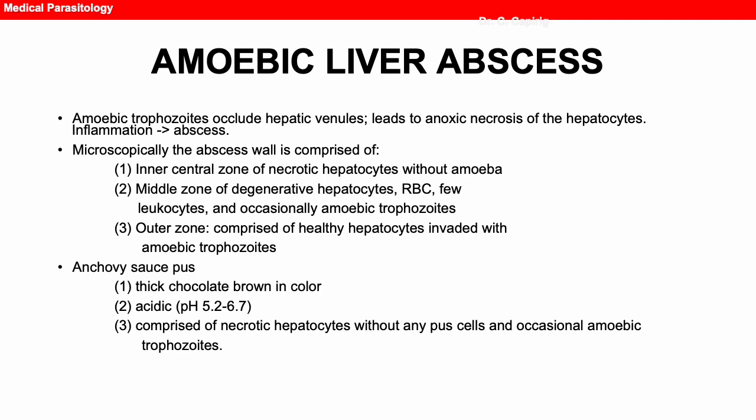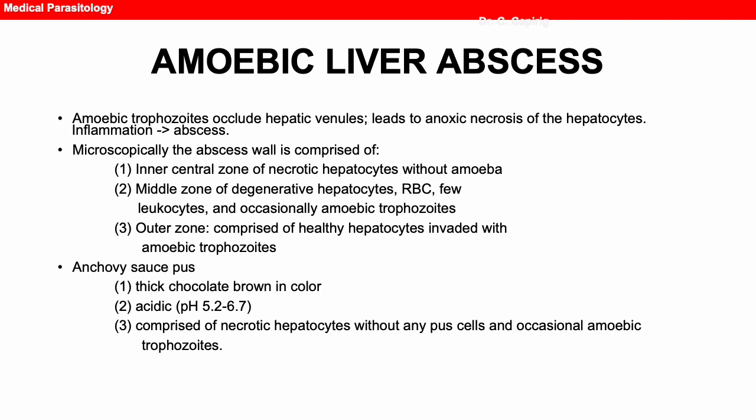Microscopically, these are the appearances of amoebic liver abscess. You have an inner central zone of necrotic hepatocytes without amoeba. You have a middle zone of degenerative hepatocytes containing red blood cells, few leukocytes, and occasional amoebic trophozoites, and the outer zone of the liver abscess comprised of healthy hepatocytes that are invaded with amoebic trophozoites. So therefore, if you want to check for amoebic trophozoites, you check at the outer zone of the abscess, not the middle zone.